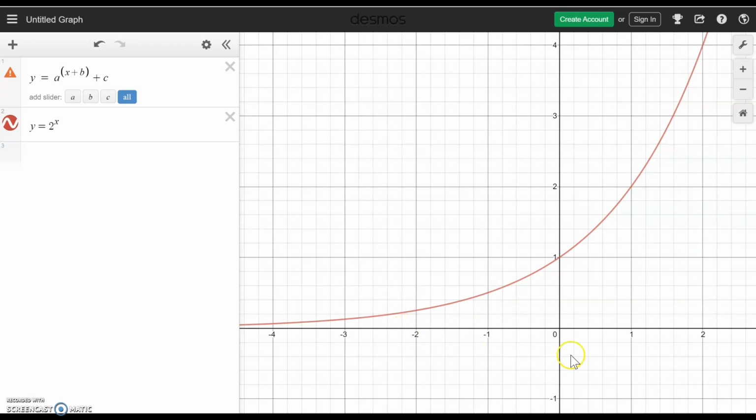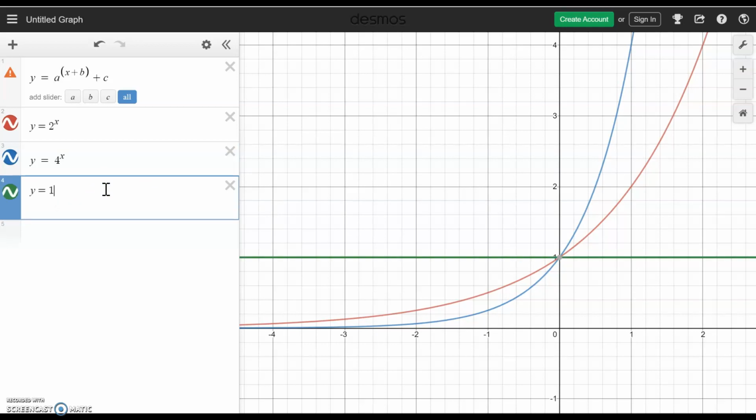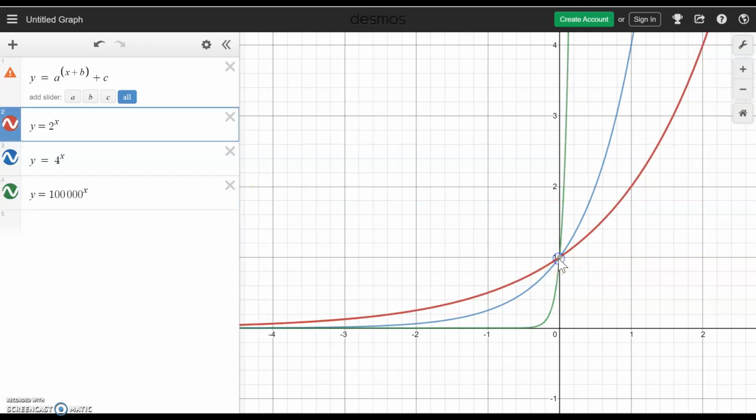The next point I want to note is the initial y-intercept. So we can have a look at that. The initial y-intercept is 1. And that is because if you think of our equation, the x value would be 0, 2 to the power of 0, that's going to be 1. If I change this to y equals 4 to the power of x, we'll see again it crosses that spot 1, because anything to the power of 0 is 1. And let's do 100,000 to the power of x, some huge number, and again it crosses that spot 1.